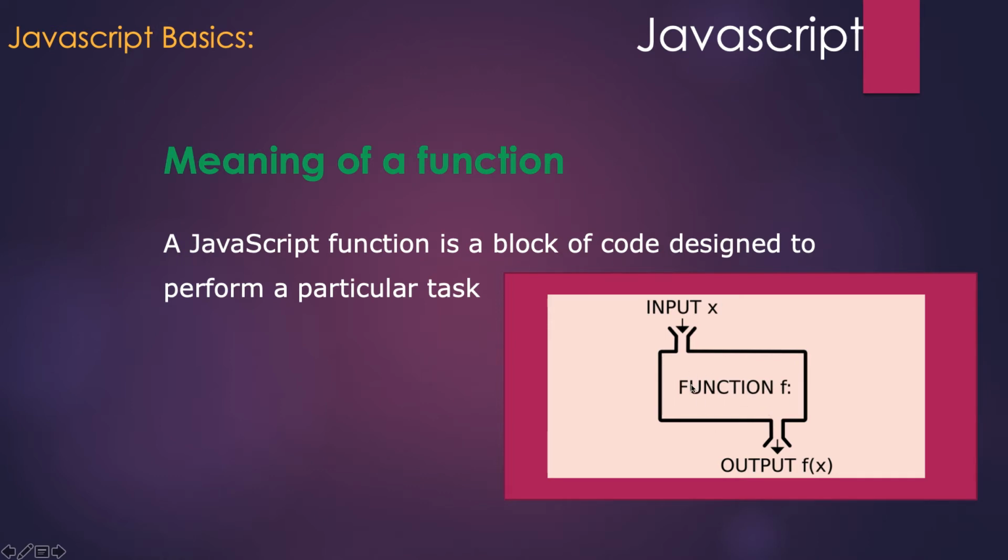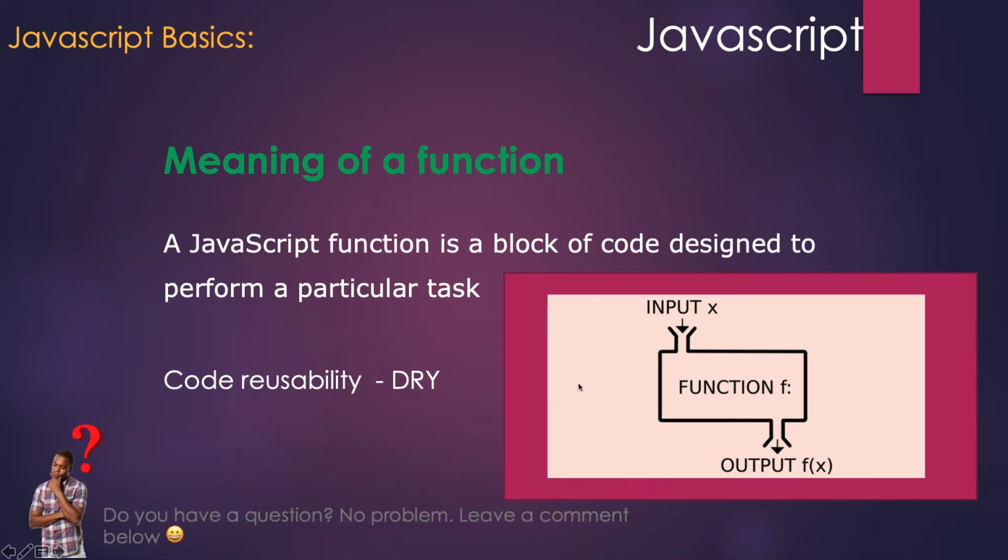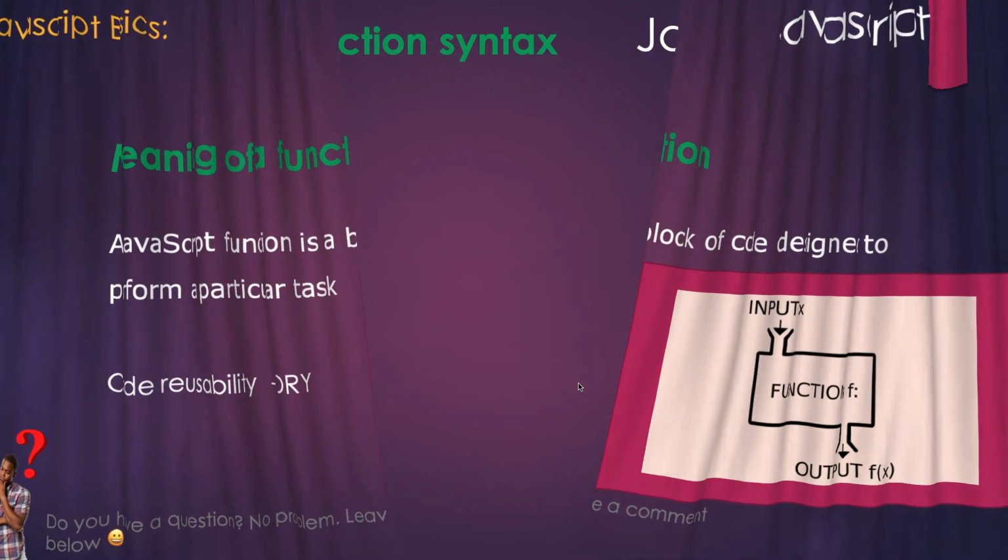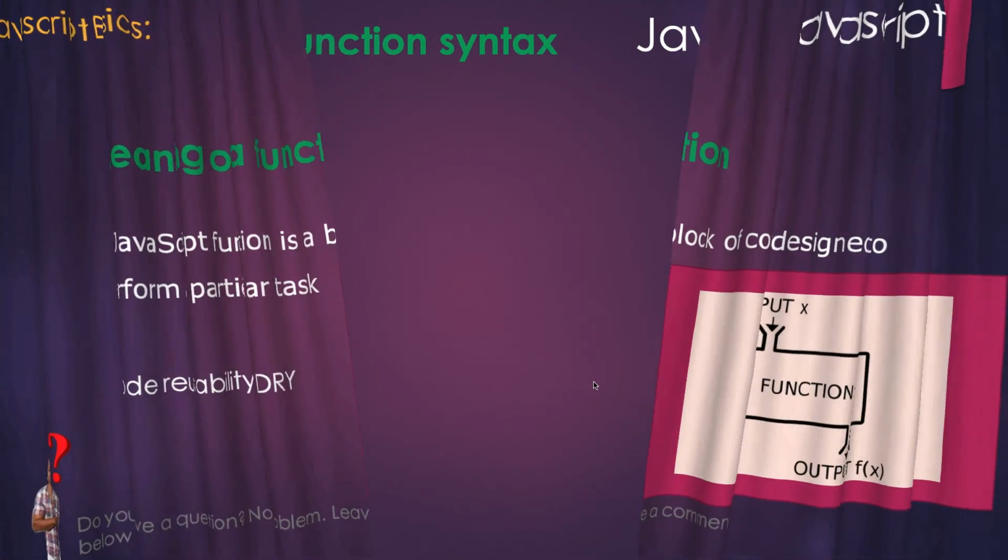So now I think when I show you code, it should be more clear for you to understand what it's all about. Okay, and one important part of function is what? Code reusability. That's DRY, don't repeat yourself. Okay, but for now let's take it like that. So without wasting my time, let's talk about function syntax.